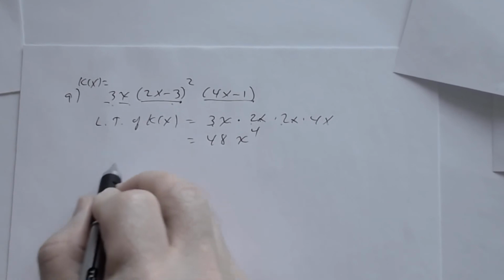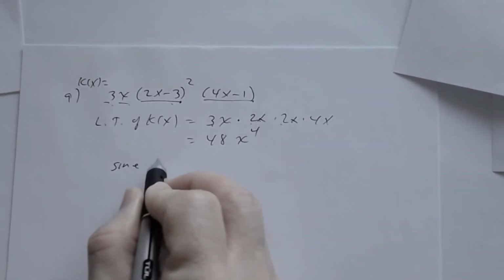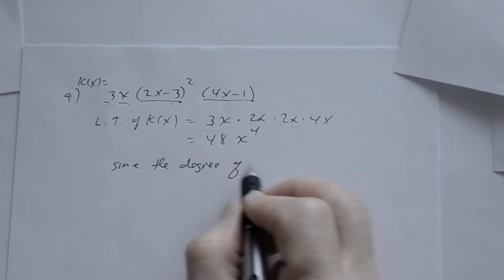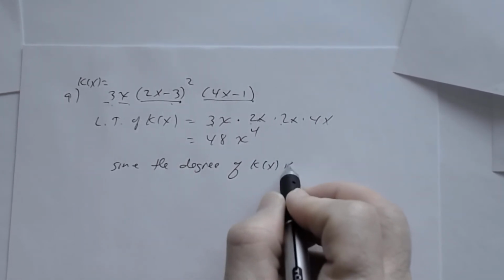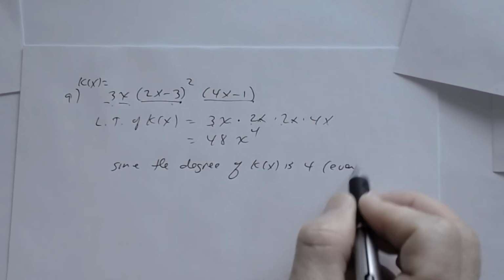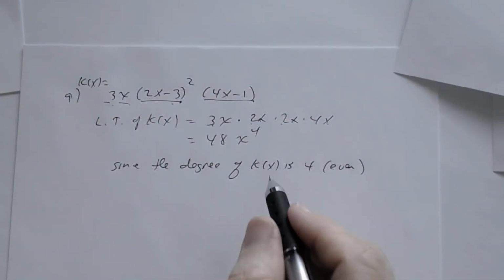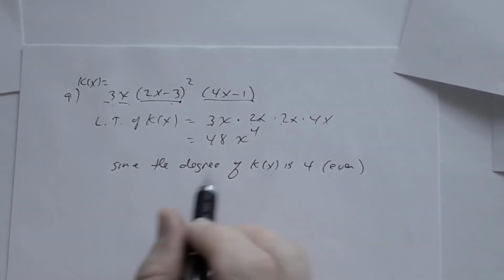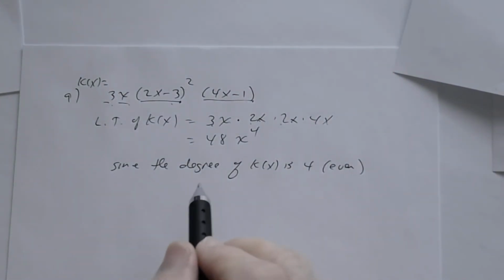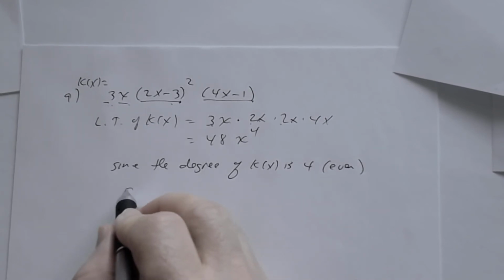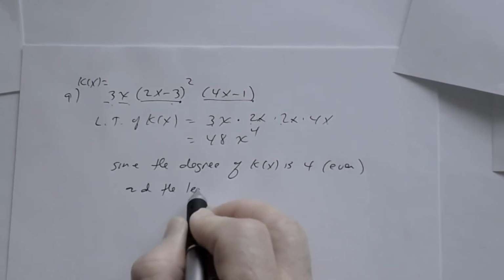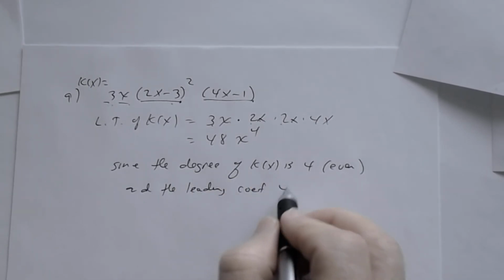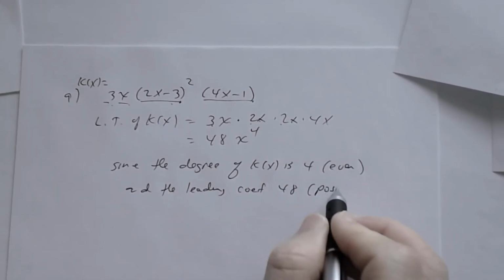Since the degree of k of x is 4, which is even. Okay, since the degree is even. And now we've got to look at the leading coefficient. So to determine end behavior, you need to know the degree and the sign of the leading coefficient. And the leading coefficient, which is 48, is positive.